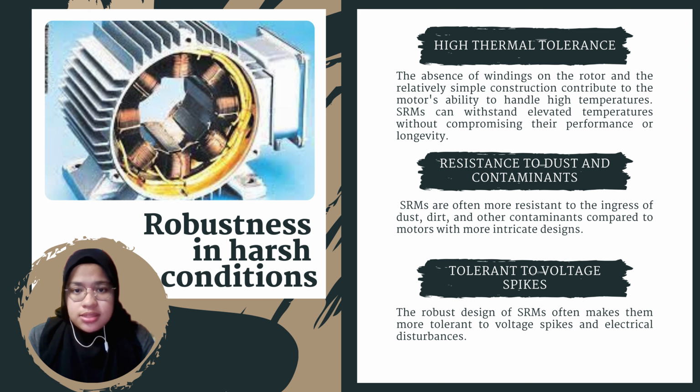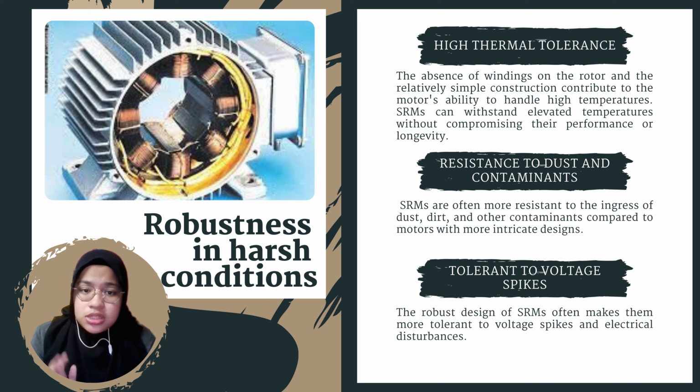The second point is resistance to dust and contaminants. SRMs have less intricate designs than other motors, making them more resistant to dust, dirt, and other contaminants. This is very beneficial when the motor is exposed to an environment that could compromise its functionality. And the last point is tolerance to voltage spikes. The robust design of SRMs makes them more resistant to voltage spikes and electrical disturbance. It is crucial in harsh industrial environments where electrical noise and fluctuations are common.